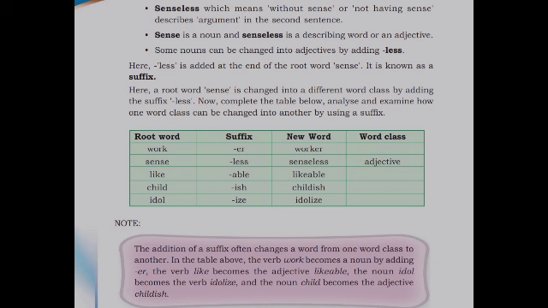Is it clear children? The addition of a suffix often changes a word from one word class to another, that is, verb to adjective, noun to adjective, noun to verb, verb to noun, and so on. So children, prefix means words or letters added at the beginning of root words, and suffix means words or letters added at the end of root words. We could complete the fourth unit also, and the second term portions have been completed.